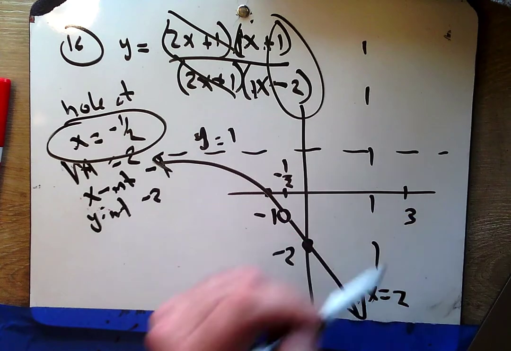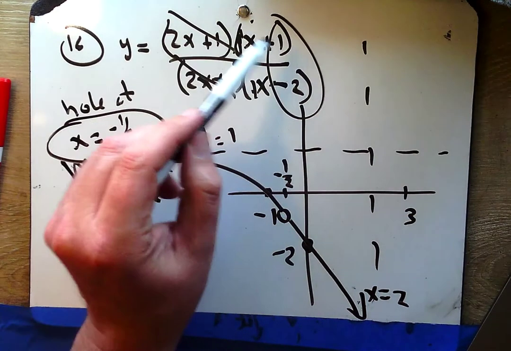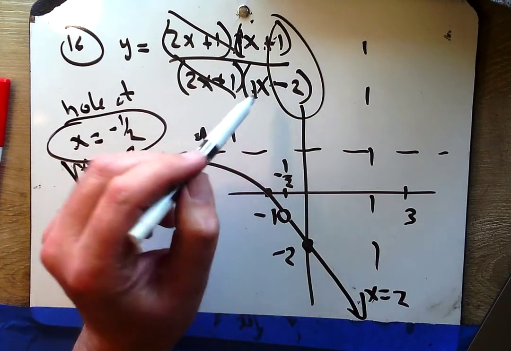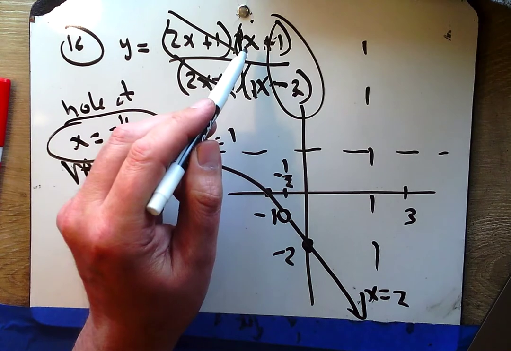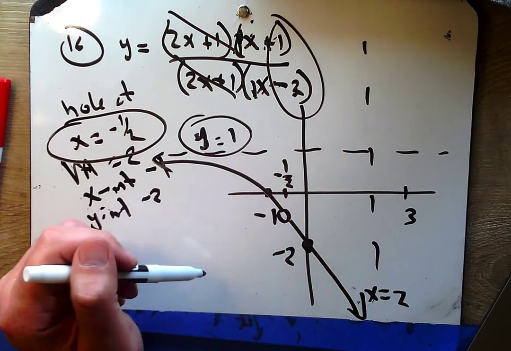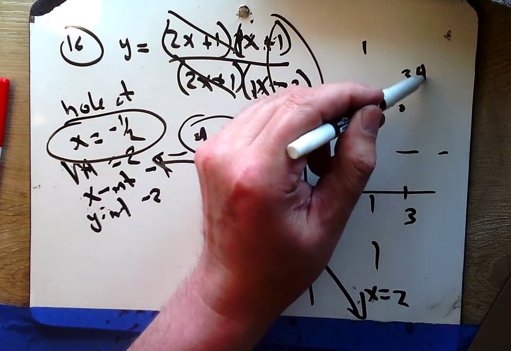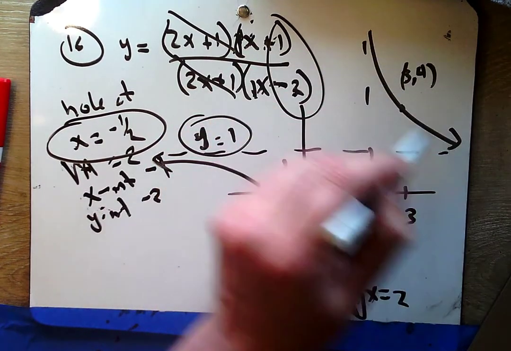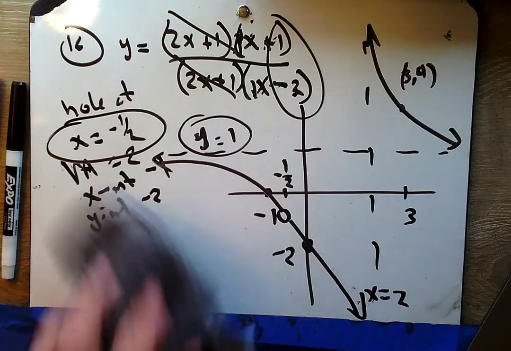If I plug in a positive 3 into this what's left, I mean, you can plug it into the original, but let's just plug it into what's left over. 3 minus 2 is 1 on the bottom. 3 plus 1 is 4 on the top. 4 over 1 is 4. Is that above our horizontal asymptote or below? It's above. 3, 4, and bend. There we go. That's 16.